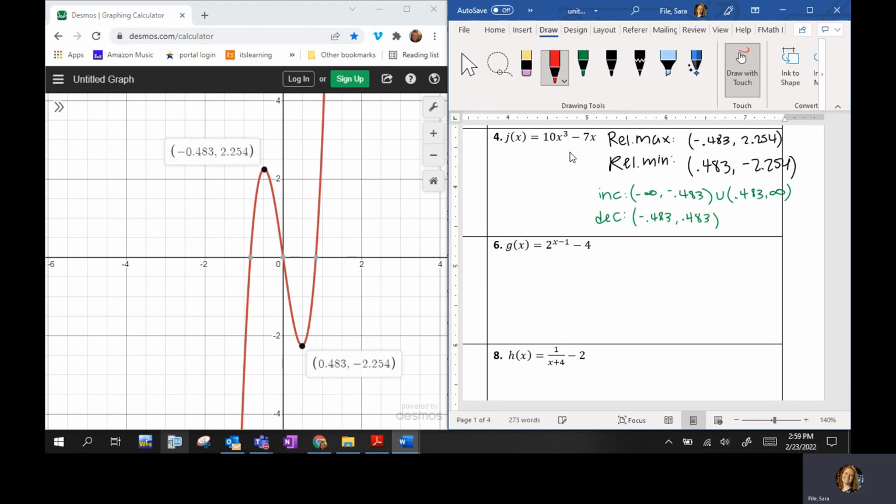I did not give the domain and range of this one yet. Domain and range, this is again a cubic. If it's an odd power, its domain and range are infinite. So both of those are negative to positive infinity.